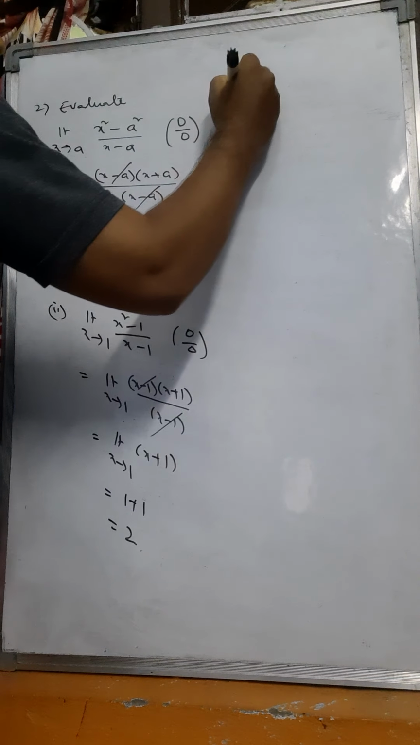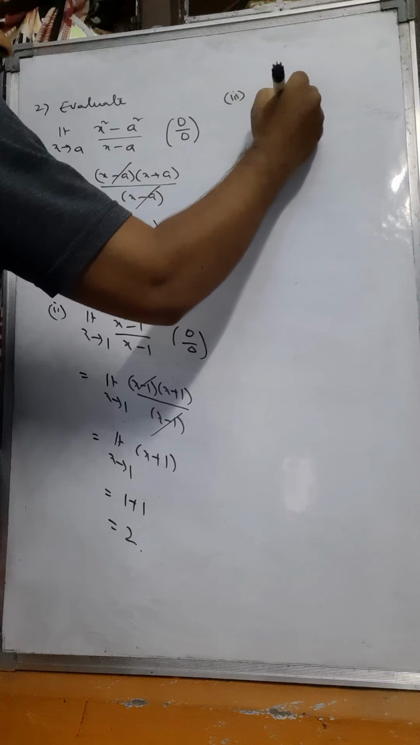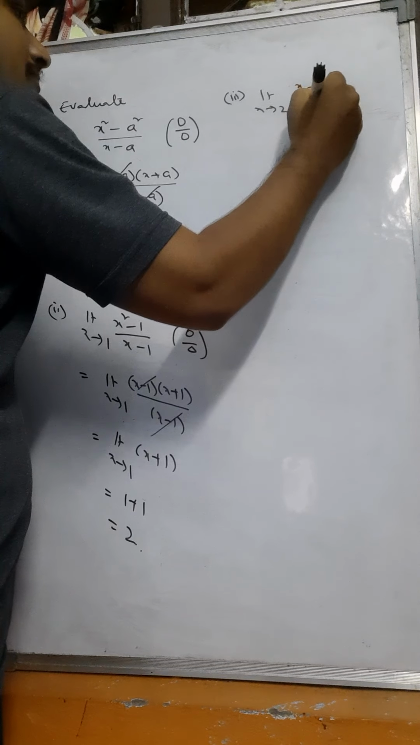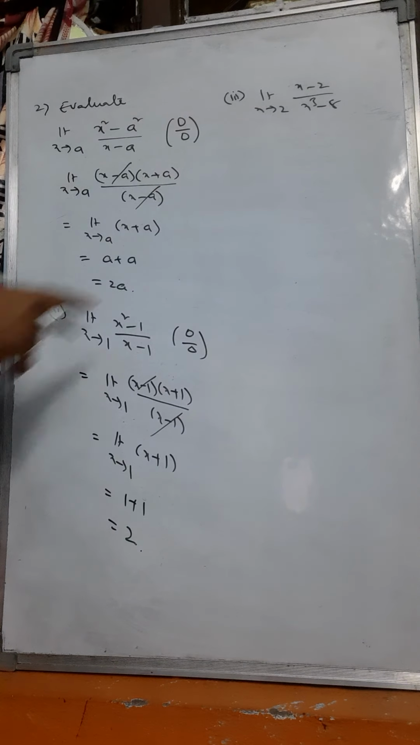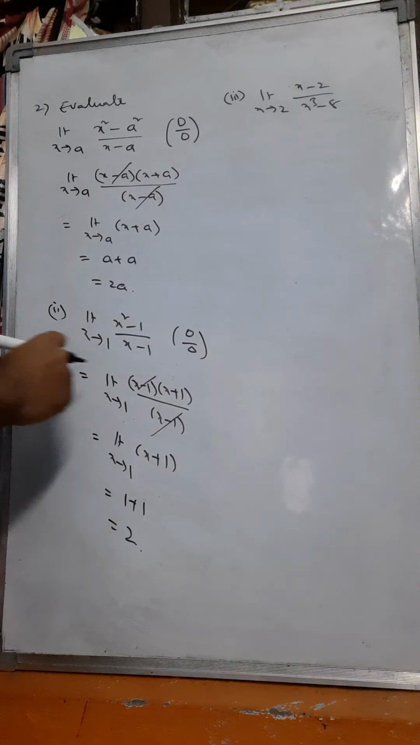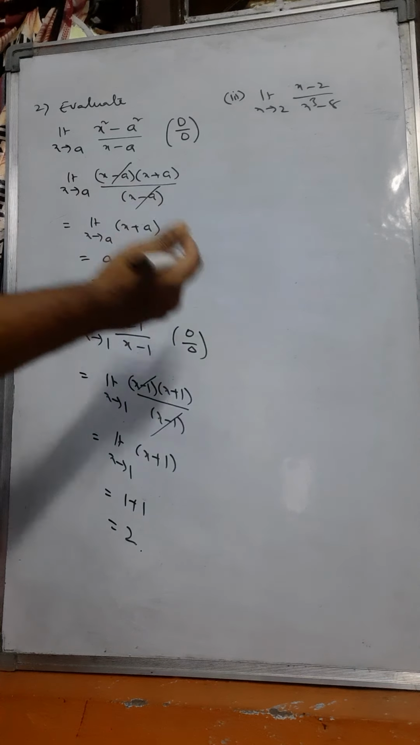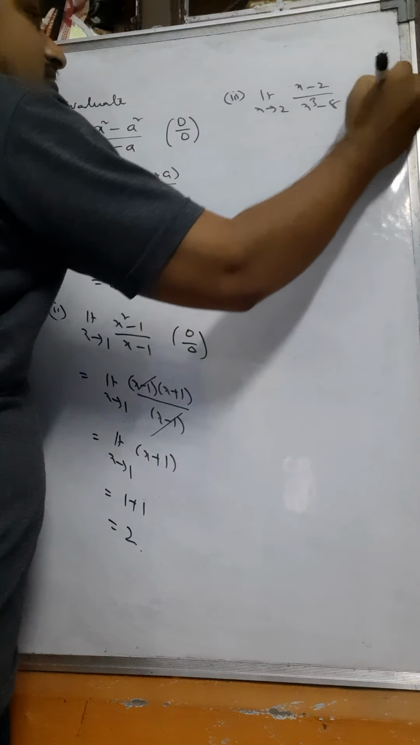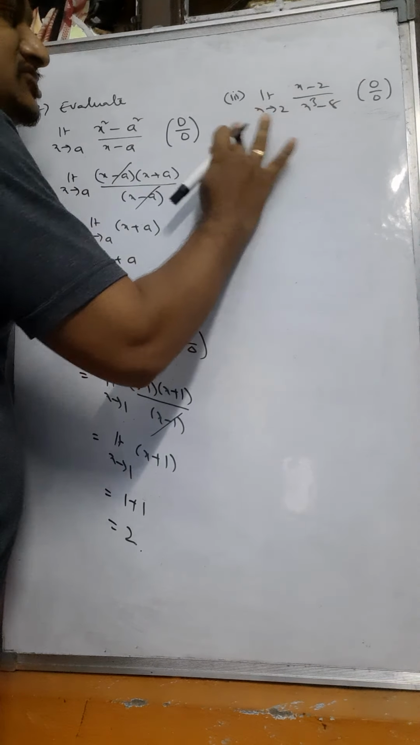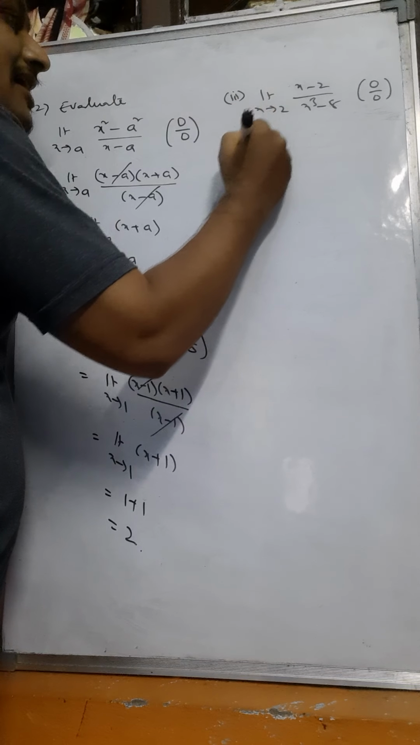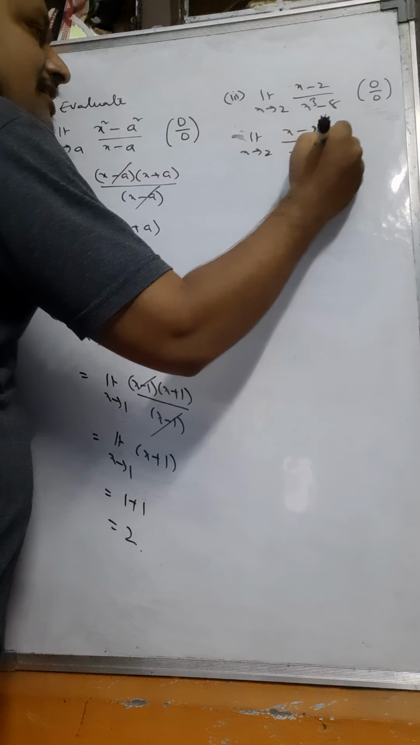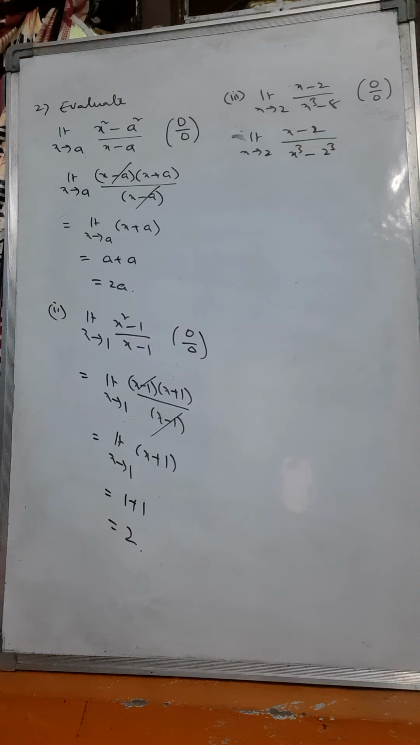Next, third one: limit x tends to 2, (x minus 2) by (x cube minus 8). If you put x equal to 2, 2 minus 2 is 0, and 2 cube is 8, 8 minus 8 means 0. So which is in the form of 0 by 0, it is an indeterminate form. Now we can write it as limit x tends to 2, (x minus 2) by (x cube minus 2 cube), since 8 can be written as 2 cube.